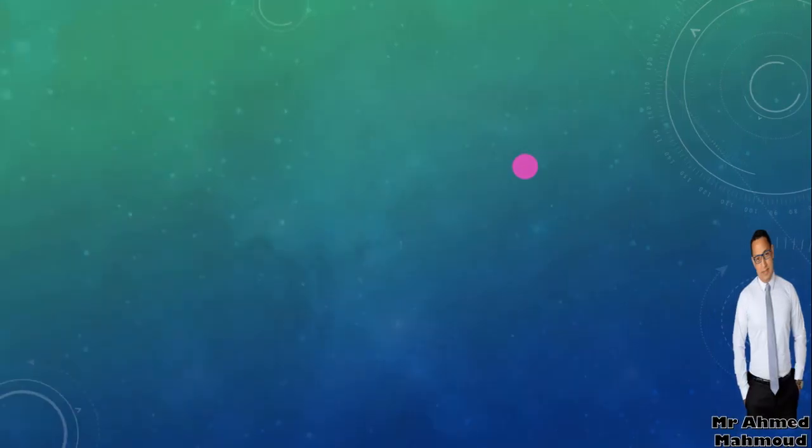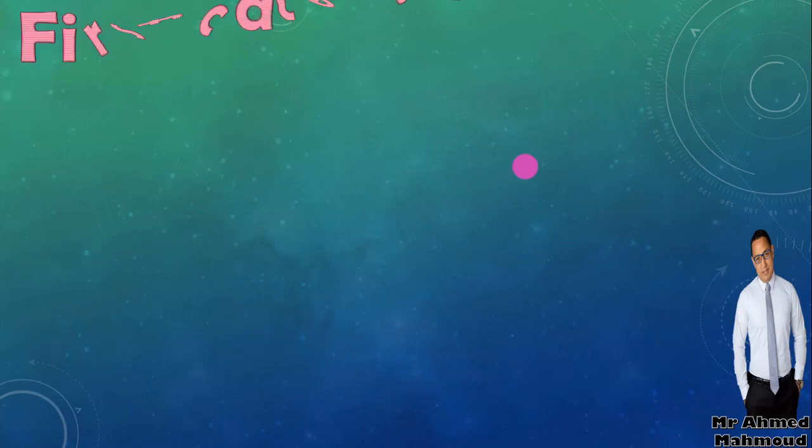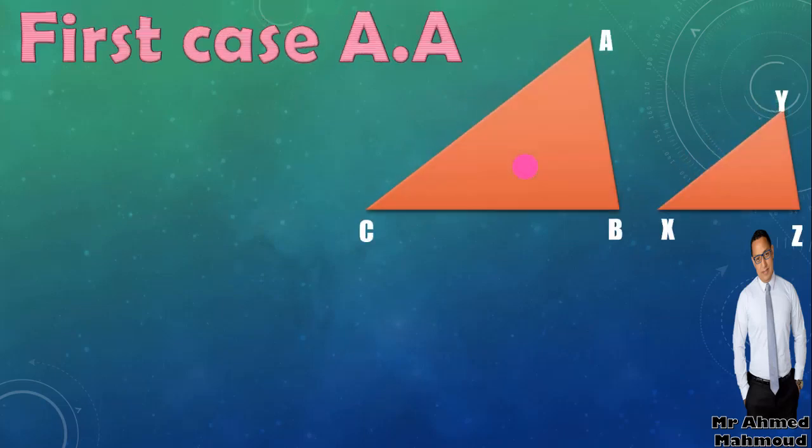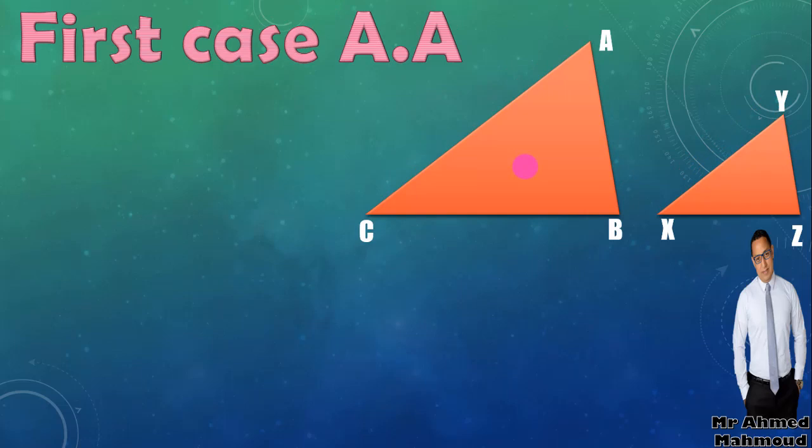This lesson, the similarity of triangles, is divided into three cases. In this lesson, inshallah, we are going to study the first case only, and the second and third cases we are going to study in the next lesson. Okay, let's have the first case, called AA. Let's have two triangles like this, ABC and XYZ.